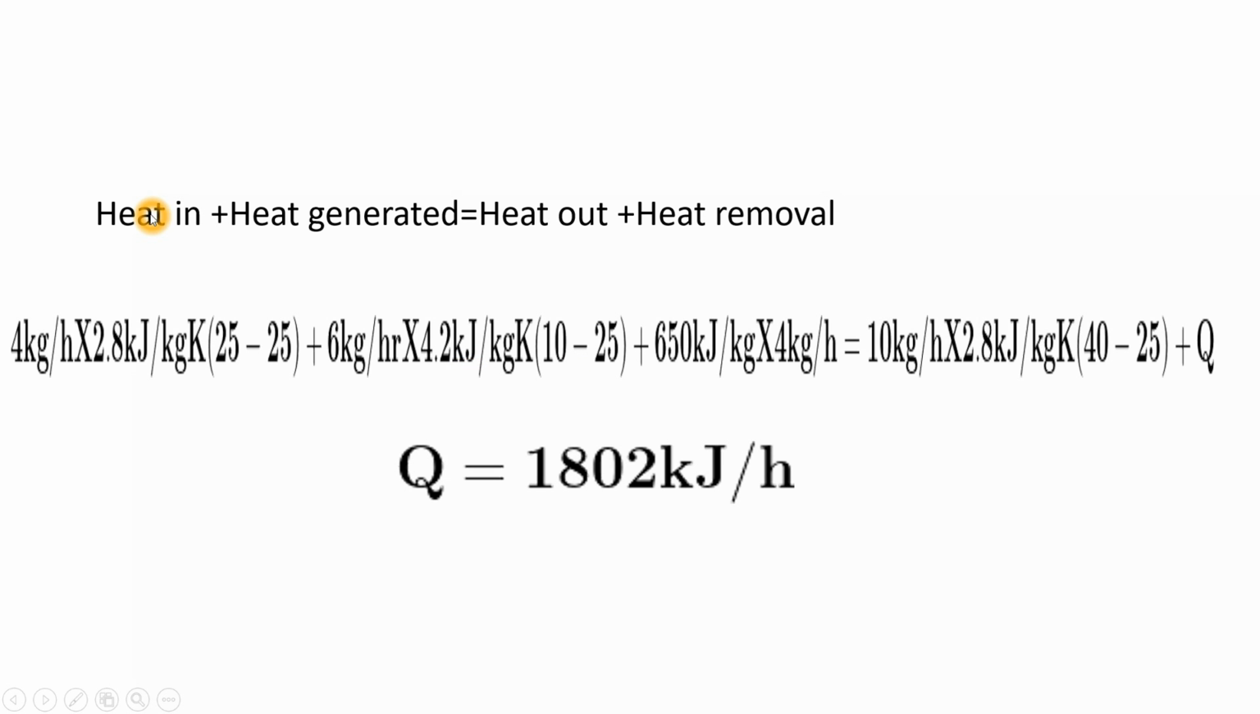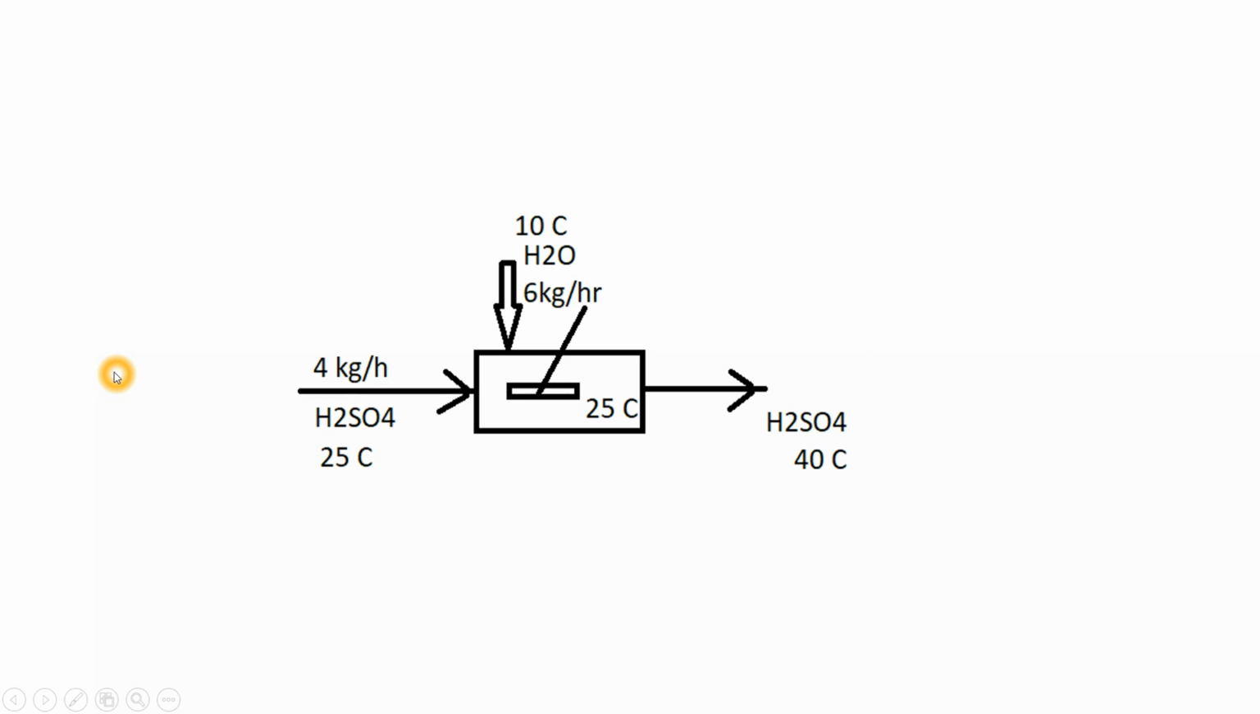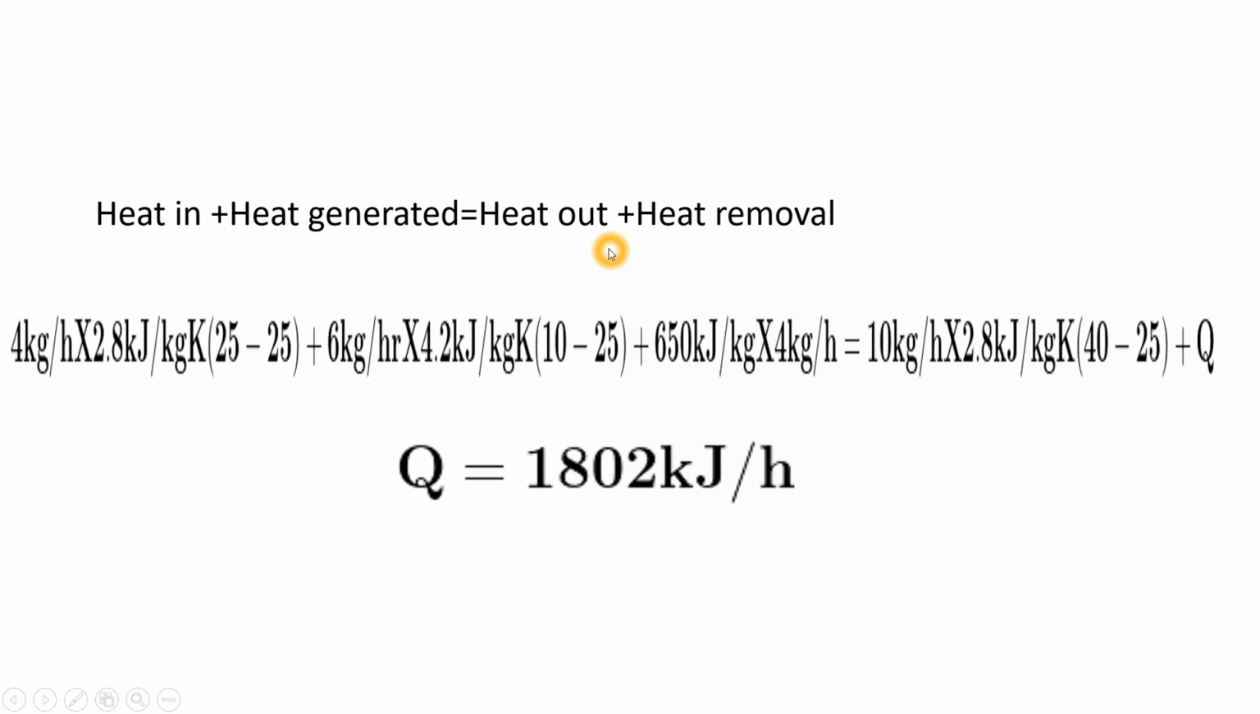Since I am saying heat in, total heat in will be how much heat H2SO4 will give you and how much heat H2O will give you. But here H2SO4 is already at 25 degrees centigrade, so it cannot give heat, and H2O is at 10 degrees centigrade, so it will take heat, not give heat to the system. So remember this thing, if it is at 35 degrees centigrade or 30 degrees centigrade, then it will give some heat to the system, but it is not giving. So this is the total heat in.